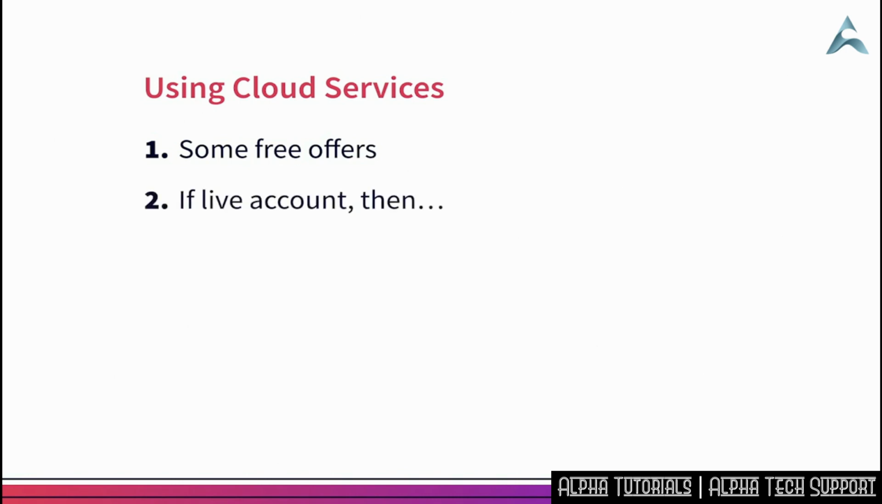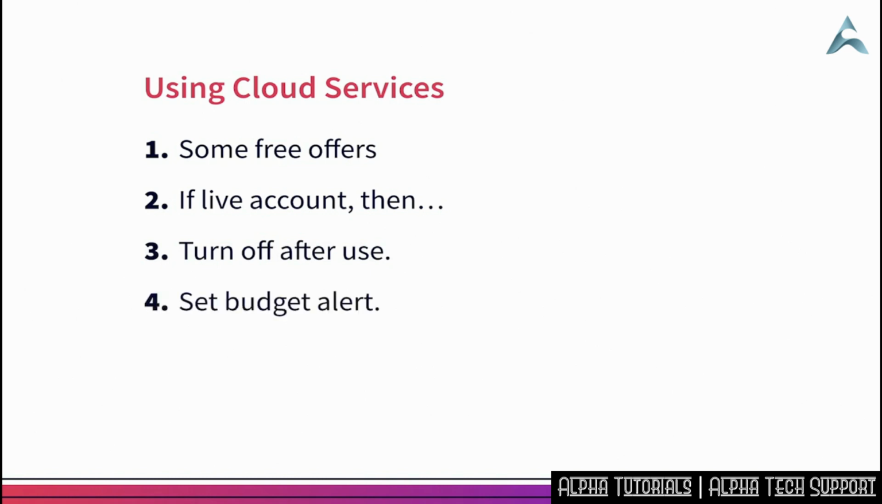If you're using a purely live account, not a trial account, then you're going to want to verify that any of the compute resources are actually turned off after you're using them. You're going to want to set budget alerts, which we'll see how to do in the SnowflakeDB ecosystem through the course. And you're going to want to set multi-factor authentication on the root account and any other key accounts.